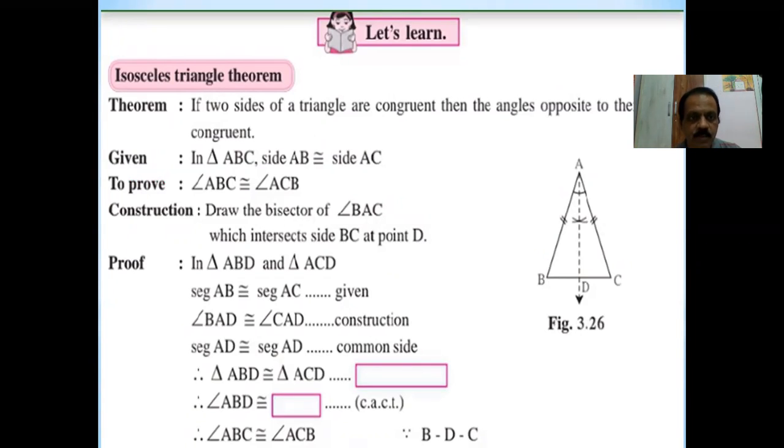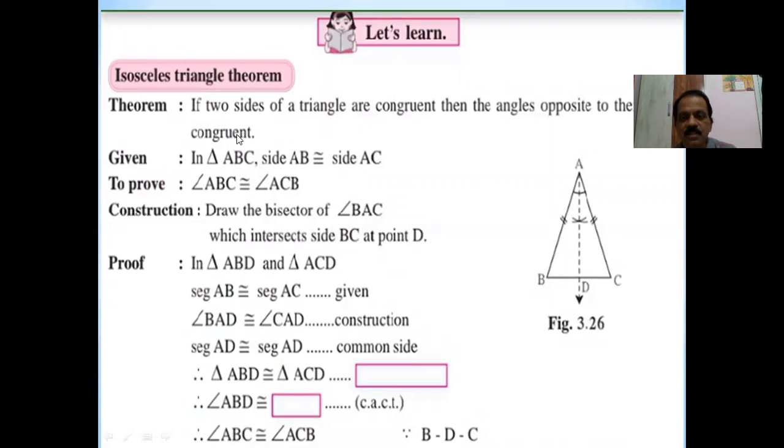The statement is like this: if two sides of a triangle are congruent, then the angles opposite to them are congruent.